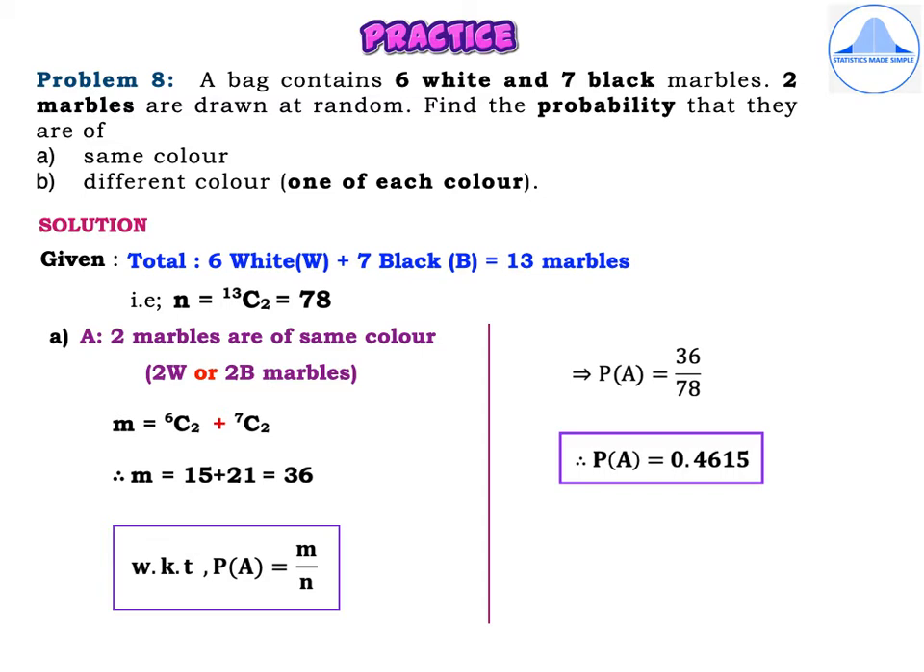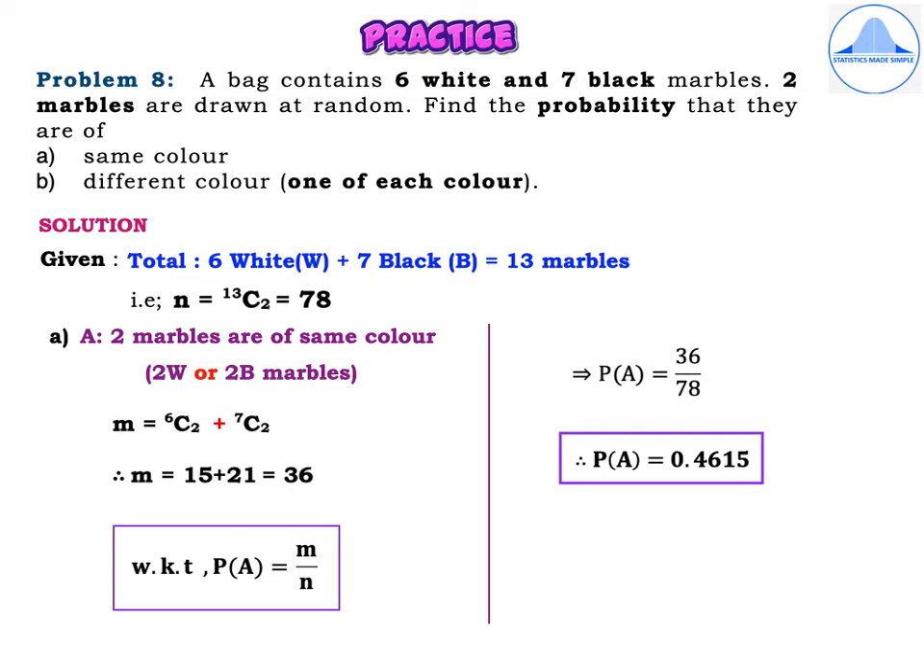The eighth problem is an important one from the examination point of view. So understand the problem well and practice it several times. A bag contains 6 white and 7 black marbles. 2 marbles are drawn at random. Find the probability that they are of: first subdivision, same color; second subdivision, different color. And by different color we mean one of each color.